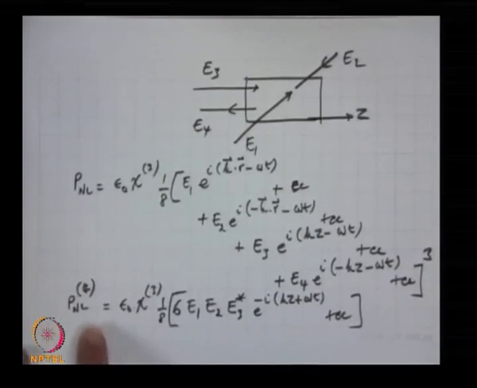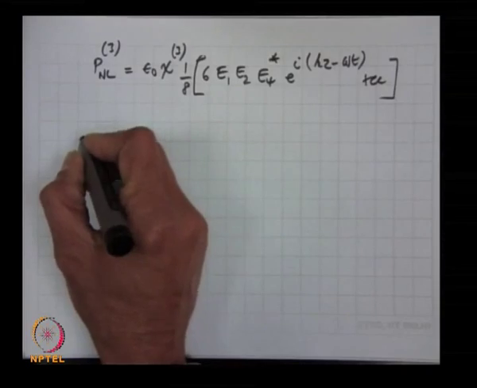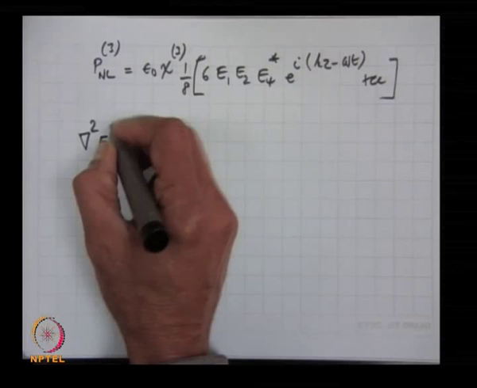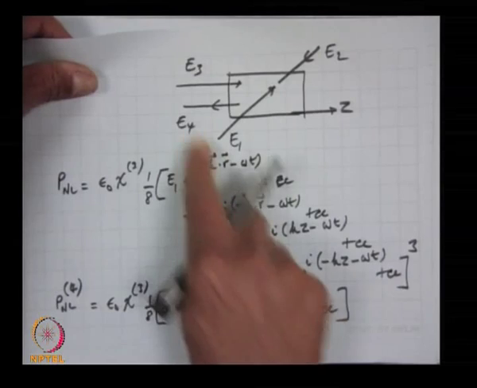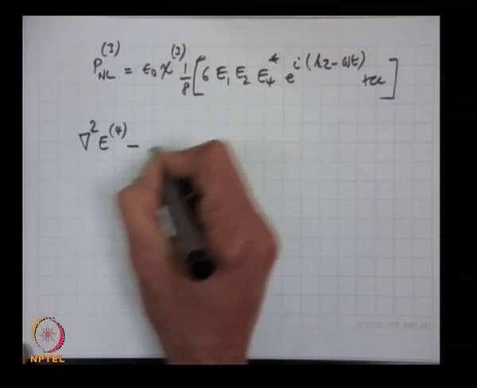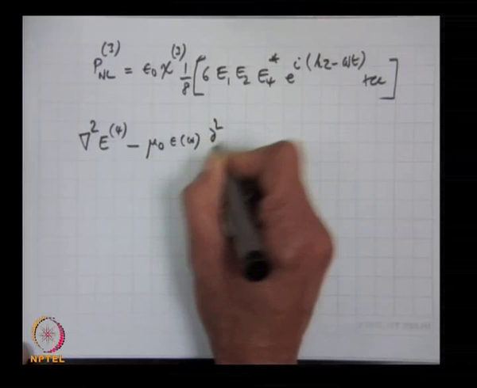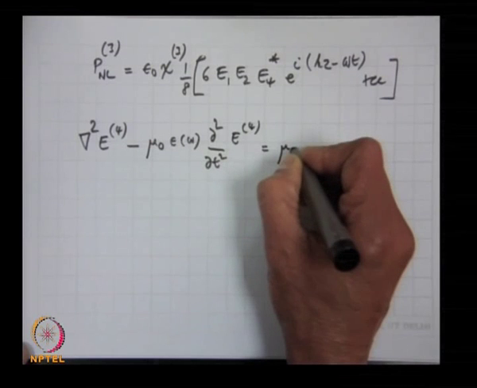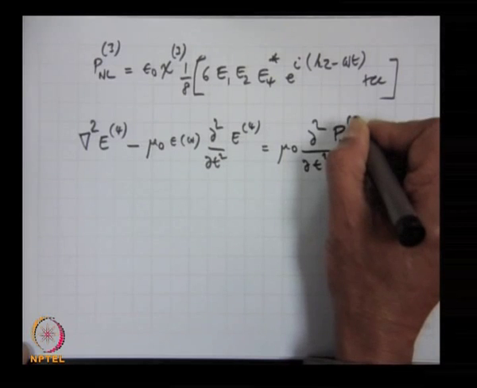So how do I write an equation for, for example, the electric field of the E4 term? Remember, we had this equation: del square of, let me call E4 the electric field. You see, E4 is the amplitude of the electric field of this wave, but let me call the total electric field, which contains the space and time dependence, minus mu 0 epsilon of omega del square by del t square of E4, is equal to mu naught del square by del t square of P nonlinear corresponding to E4.